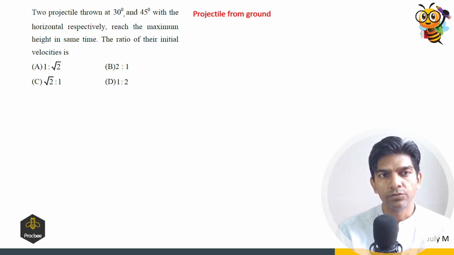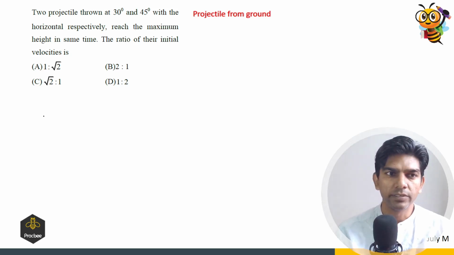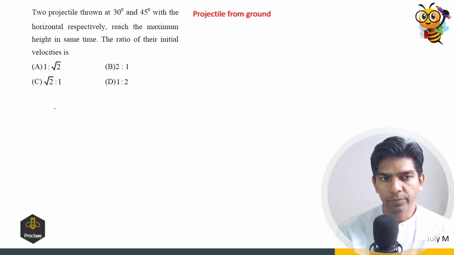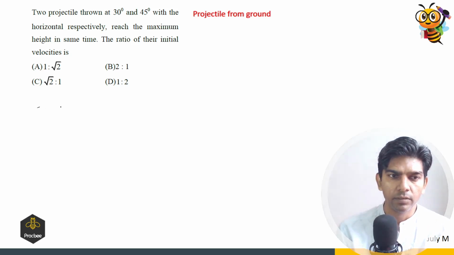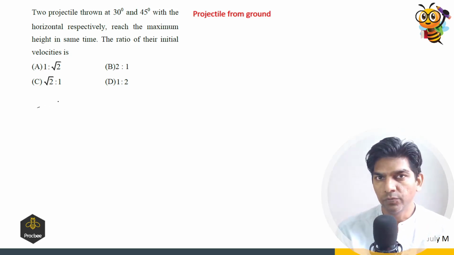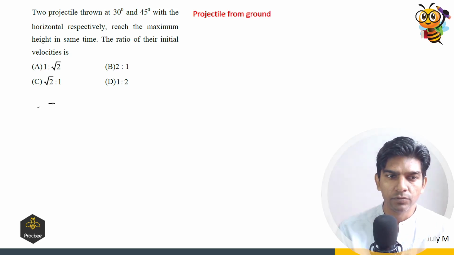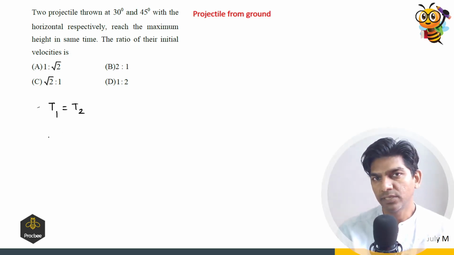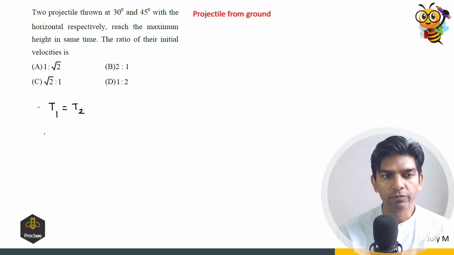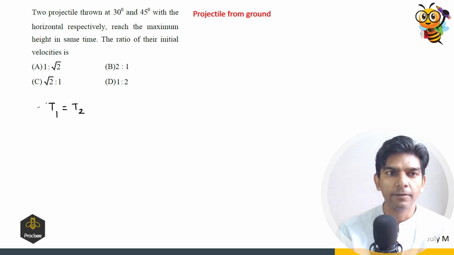Two projectiles thrown at 30 and 45 degrees with the horizontal reach the maximum height in the same time. The ratio of their initial velocity? Okay, right. So they're reaching the maximum height in the same time. So it means the time of flight will be the same. So T1 will be equal to T2. Because the time of ascent is the same as the time of descent, we can say the time of flight will be the same.